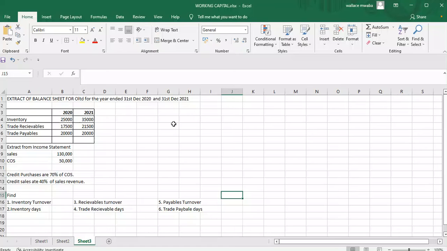All right, we've been given an extract of a balance sheet for a limited company for the year ended 31st December 2020 and the year ended 31st December 2021. We have our information here: inventory for 2020 and 2021, trade receivables for 2020 and 2021, trade payables for 2020 and 2021.